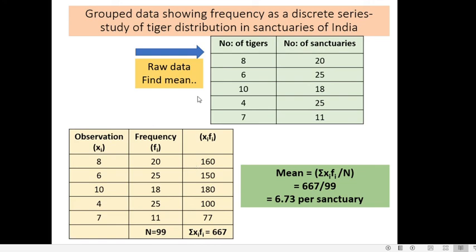So how do we calculate mean for such an observation? We will divide the sum of xi fi by the total number of observations, that is n. So the value will be 667 by 99, that is equal to 6.73 per sanctuary will be the mean.